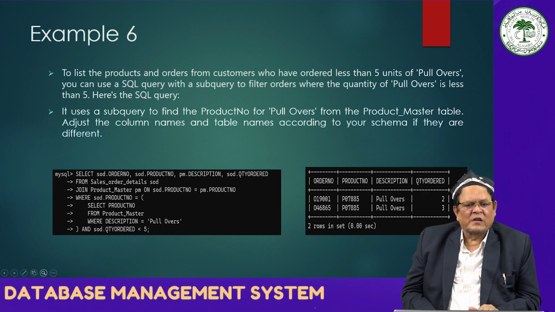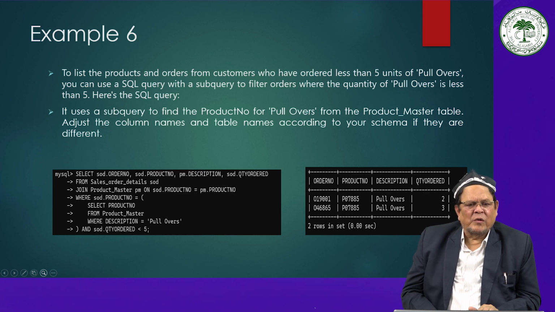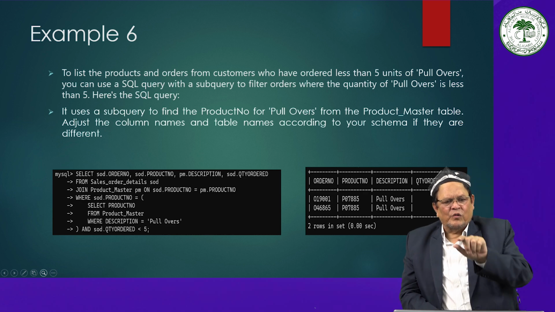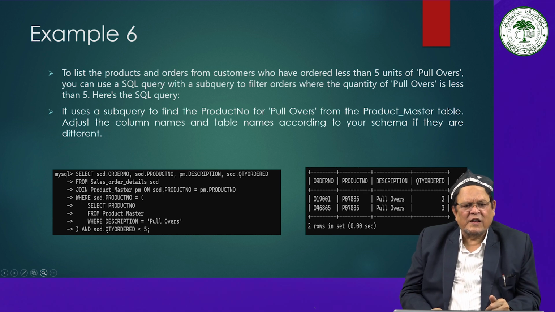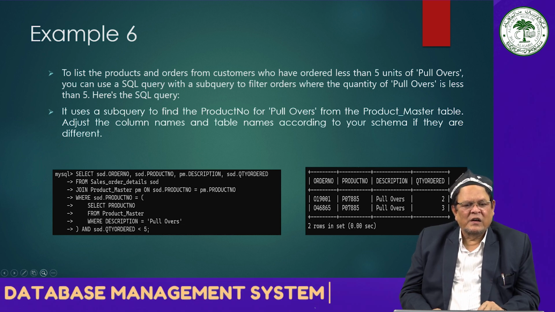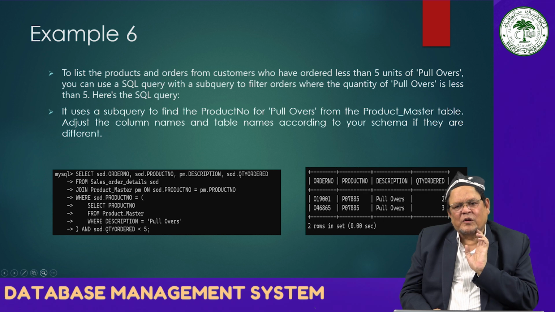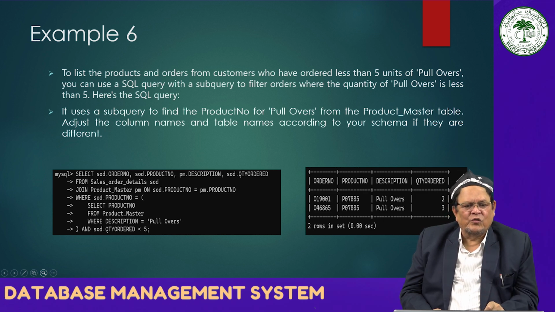The condition: where product number from SOD must be equal to, then you have to give the subquery like that. Within parentheses, you have to write select product number from product master where description is pullover. Parenthesis close, and SOD dot quantity ordered must be less than 5, because here the condition is less than 5.